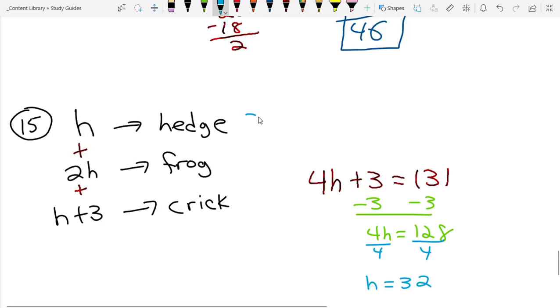So that means the hedgehog is 32. The frog is 2 times the hedgehog, which would be 64. And the cricket is 3 years older than the hedgehog, which would make him 35.